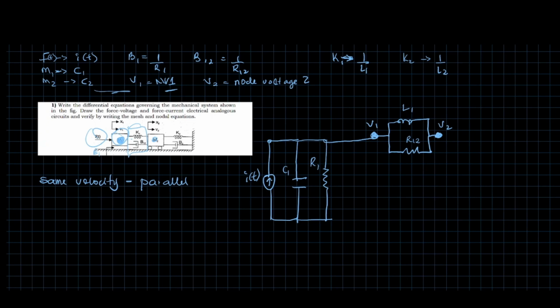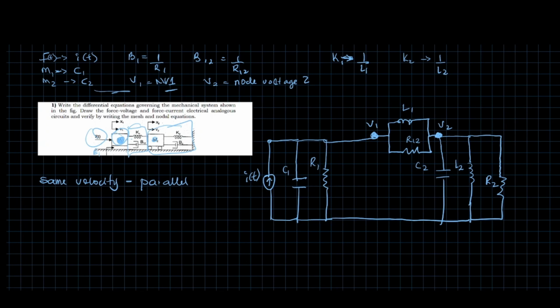And then next, these three share the same velocity. So it's going to be capacitor C2. Then here is going to be the spring, which is, I think, L1. No, I know, L2 actually. Then the damper is R2. So this is going to be the system.